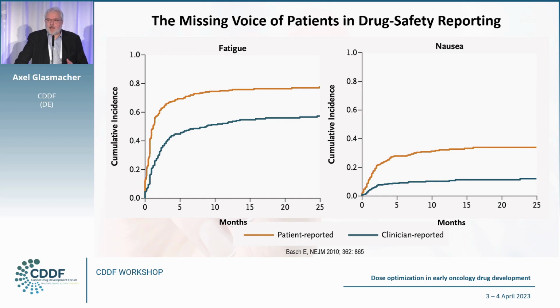toxicity occurs after the first course, after the end of the DLT period. And here are just two examples for fatigue and nausea. These curves show you how much of it occurs later than the early period. But it also shows that the measurement by clinician-reported tools is insufficient, at least for some of the toxicities that are very important to patients.